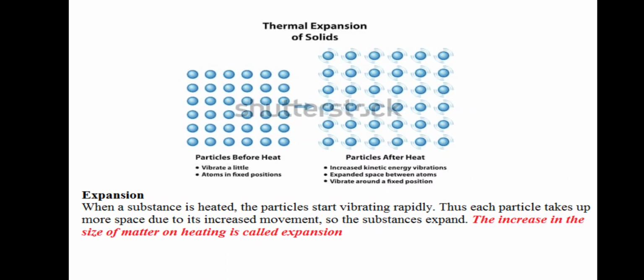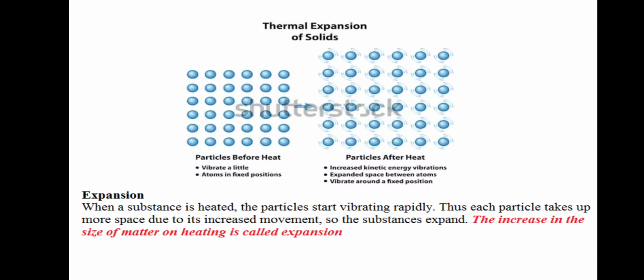Now we see expansion. What is expansion? If you take a rubber band and pull it, you can see it stretches. So basically, the particles in the rubber band are expanding. That is why you can stretch the rubber band as much as it is possible. When the substance is heated, the particles start vibrating rapidly. Thus, each particle takes up more space due to its increased movement.